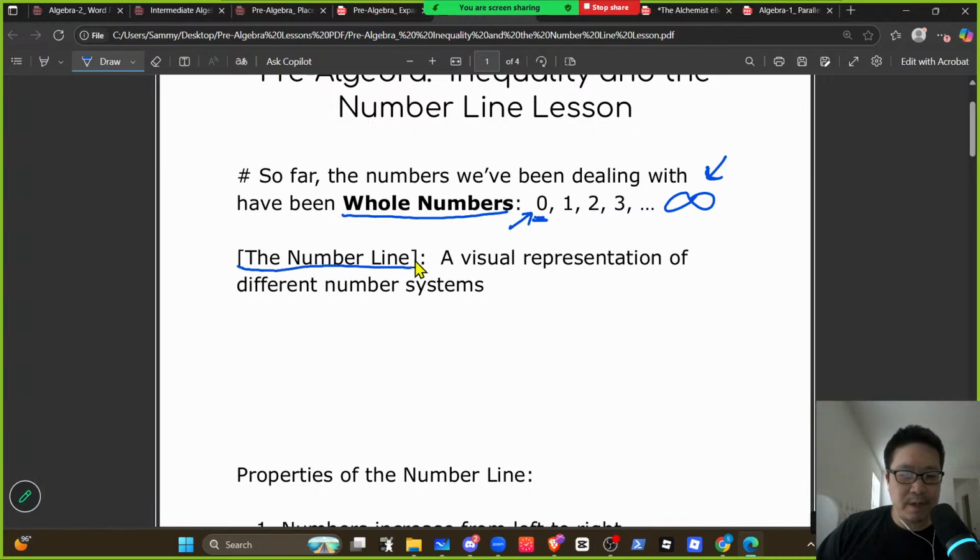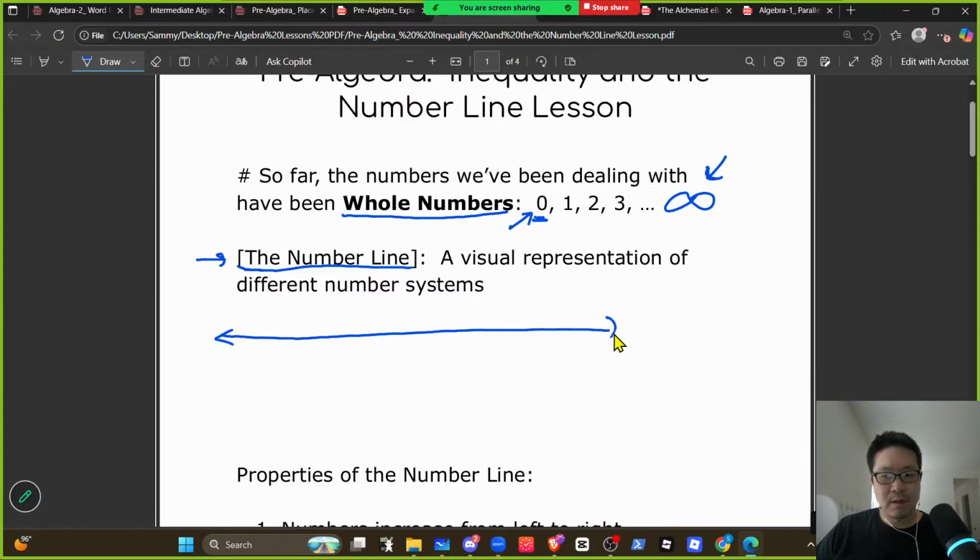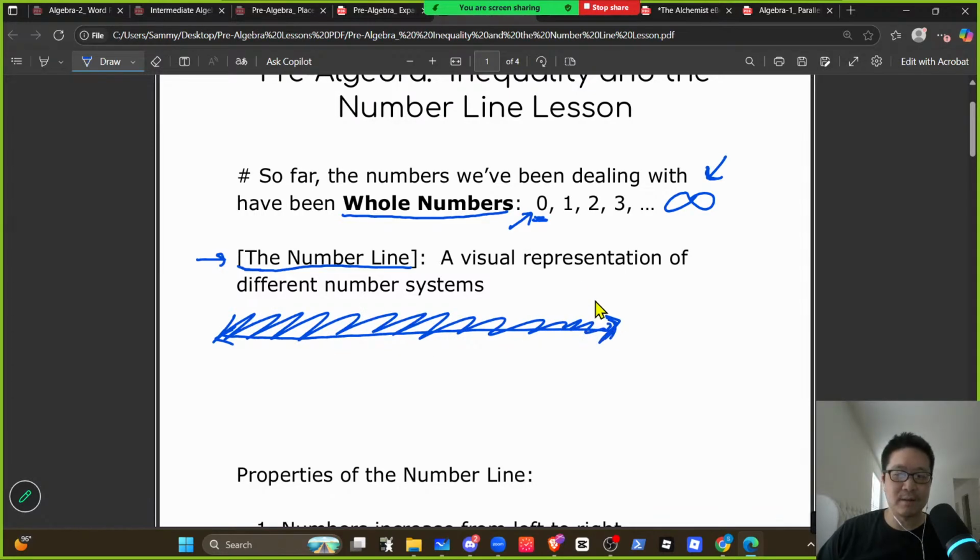The other concept you need to know is the idea of the number line. That's a visual representation, in other words a picture, of different number systems. So if I wanted to represent whole numbers on the number line, what would I do? I wouldn't draw a double-sided arrow, because it starts at 0, meaning it ends at 0 on the left side. So I would draw an arrow pointing all the way to the right.